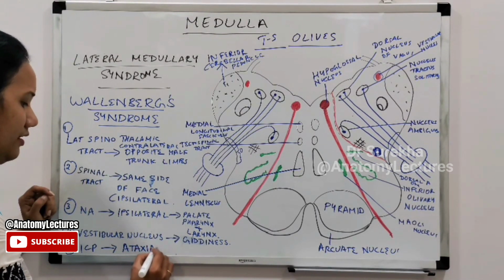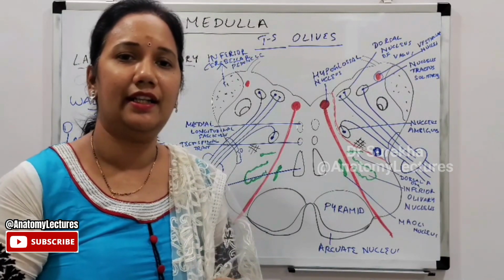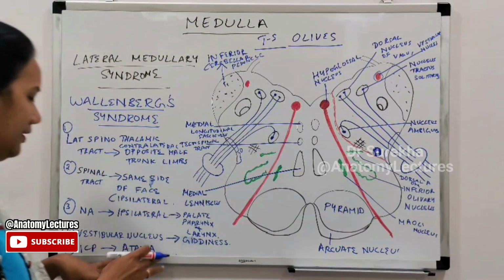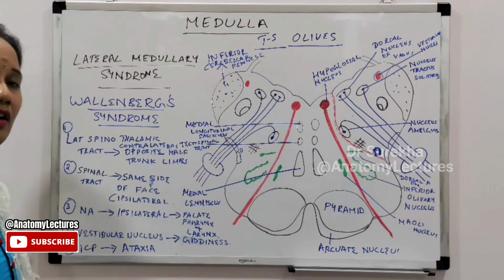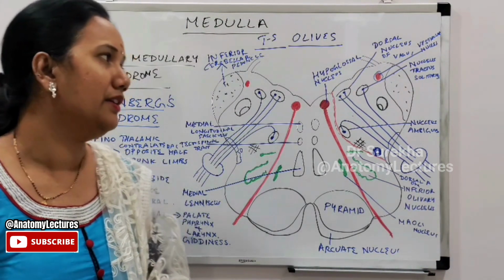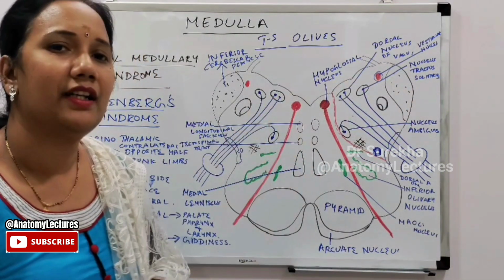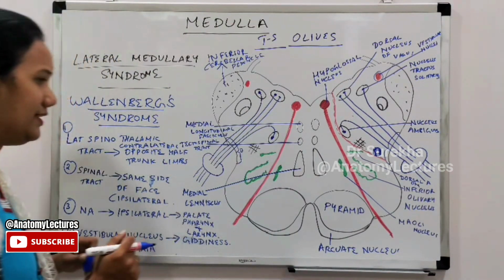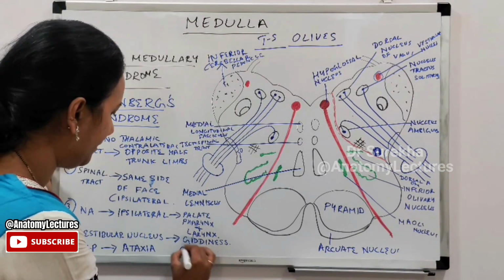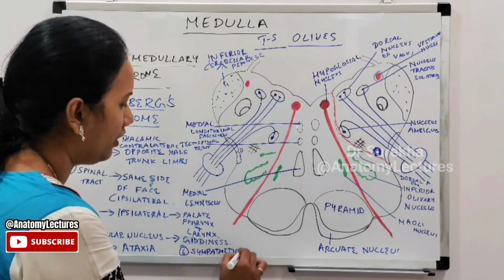What is ataxia? If you ask a patient to close their eyes and walk in a straight line, they won't be able to walk in a straight line. That is called ataxia. In normal individuals, if we close our eyes, we can still walk in a straight line. But patients who have damage to this inferior cerebellar peduncle or cerebellum will have this ataxia. Next, due to the involvement of the sympathetic pathway, there can be Horner's syndrome.